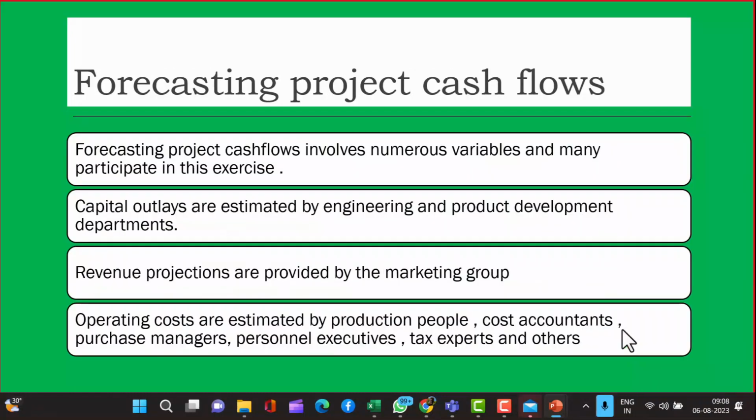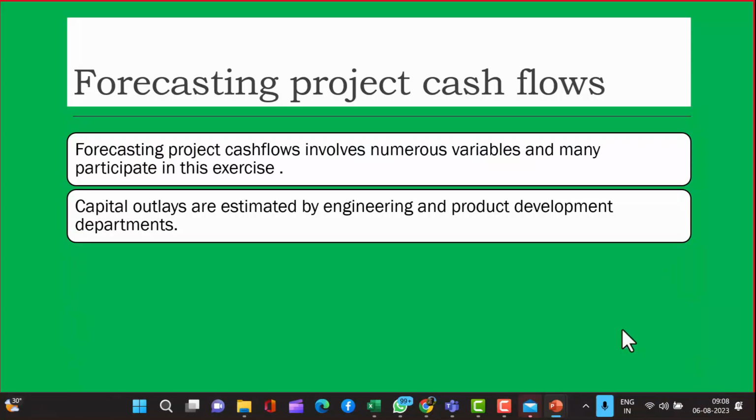Forecasting project cash flows involves numerous variables and many participate in this exercise. Capital outlays are estimated by engineering and product development departments. This is very important. When I was working in organizations with various companies, I was involved in doing these projections of cash flows. Being a finance guy, my job was to coordinate. Basically, I would get all the inputs from various departments. Capital outlays are estimated by engineering and product development departments. How much money we are going to spend on the project will be given by the engineering department.